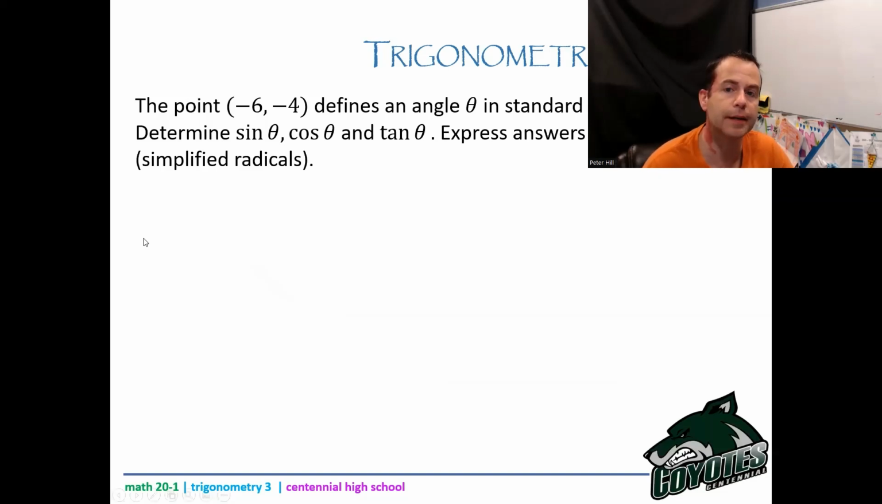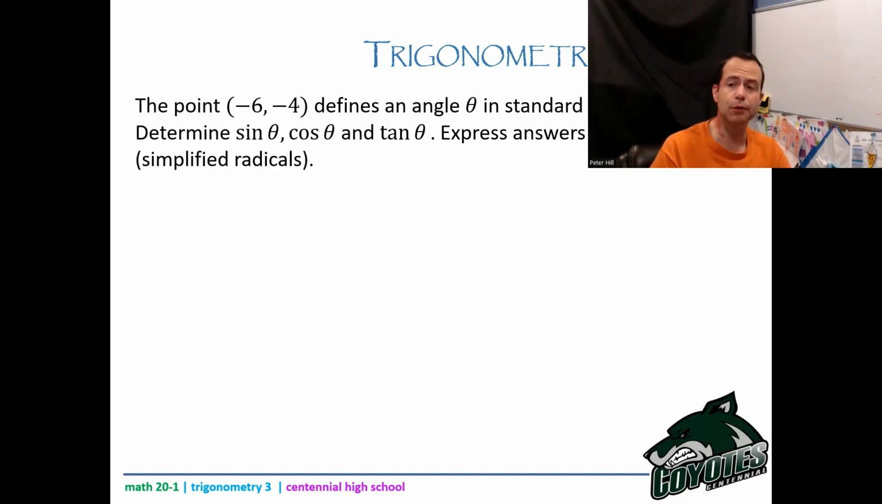The point -6, -4 defines an angle theta in standard position. Determine sine of theta, cos of theta, tan of theta. And now I'm just going to warn you, express answers as exact values, simplified radicals. This one's going to get a little bit messier as far as the numbers go. On a test, I'm not going to warn you to express as exact values. That should be understood. The general rule for any assessment in 20-1 and 30-1 is if we don't give you rounding instructions, you're not allowed to round anything.